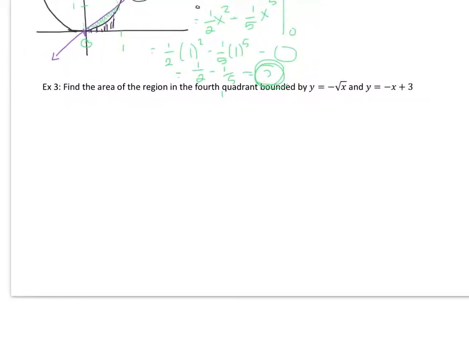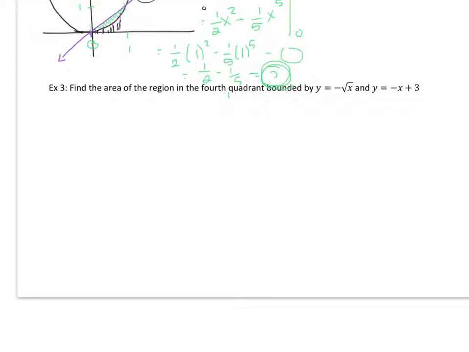So same thing, we're looking for the region formed by curves that are intersecting. This says find the area of the region in the 4th quadrant bounded by y equals negative the square root of x and y equals negative x plus 3.